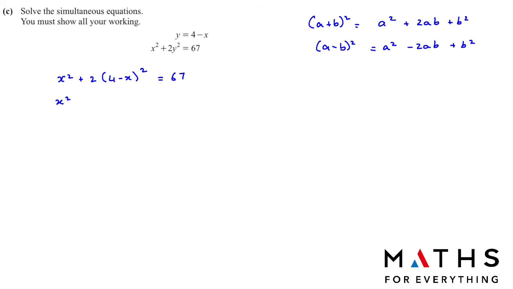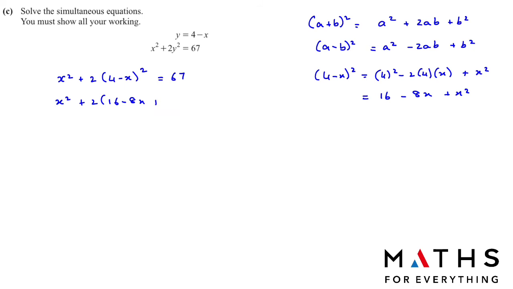So using this, we have 4 minus x square. What is our a? 4. We just replace it like that. What is our b? We do not take negative x, it's just x. And then x square. This will give us 16 minus 8x plus x square.